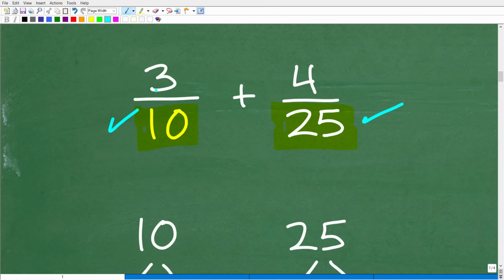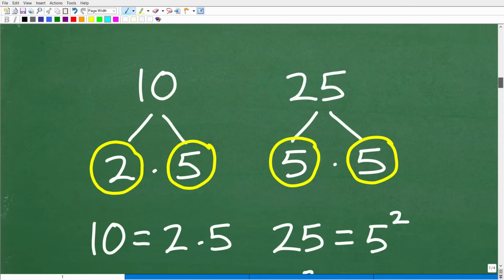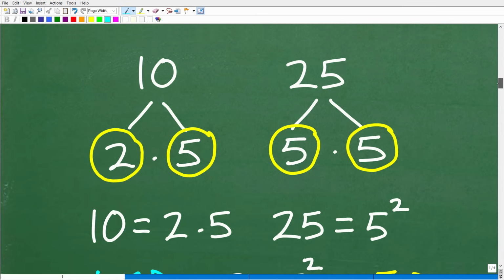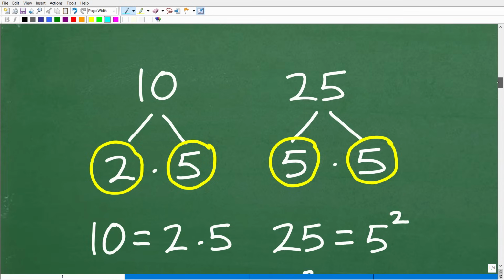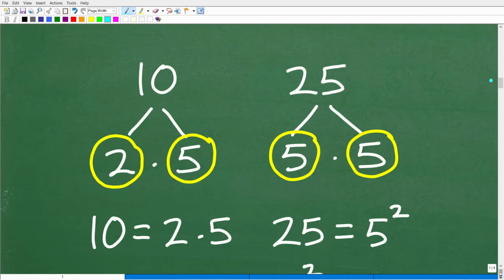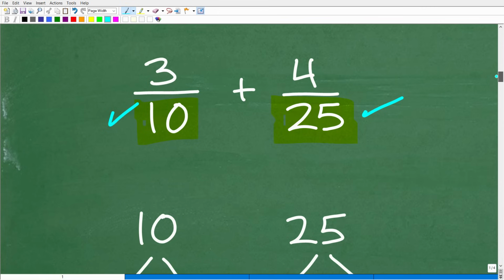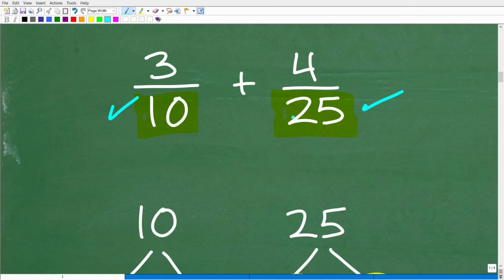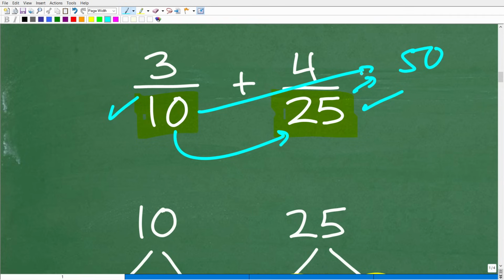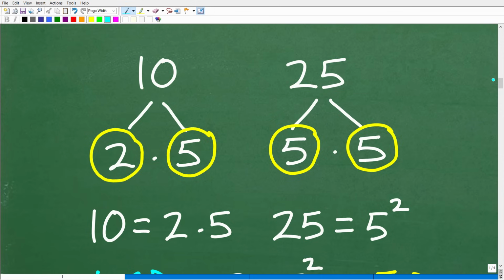So we have to find out what the LCD is between 10 and 25. Do you have your answer? Let's take a look at the right answer. The answer is 50. Now, again, you could have just asked yourself, what's the lowest number that both of these numbers go into? So 25 times 2 is 50, and because 10 can't go into 25, we multiply this by 2, and yes, 10 goes into 50, that works. But how do we really find the LCD?